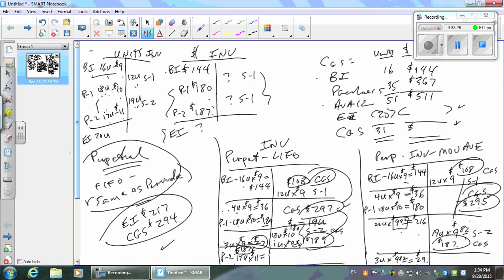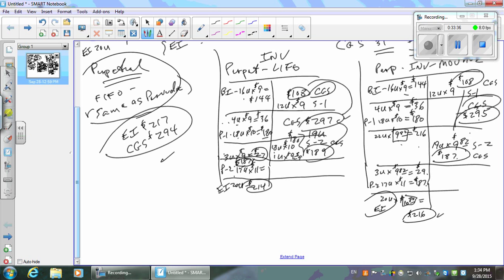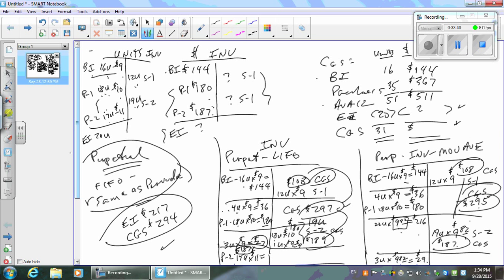So what do we got? 511. What did we say the inventory was? 20 units. Did that cost what? $10.80. Which was 216? Okay, let's put the 216 in there. What's 216 away from 511? 295. It's a miracle. Same number, right? Got it? Everybody see this?